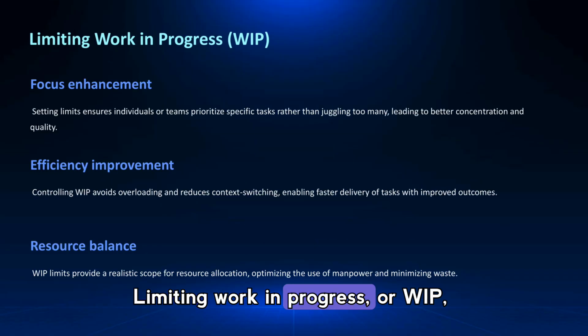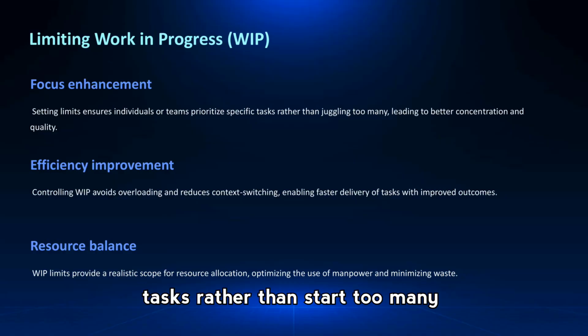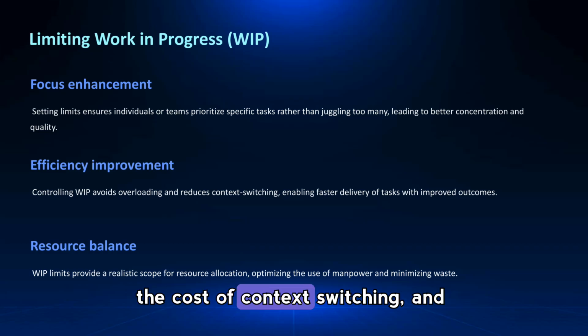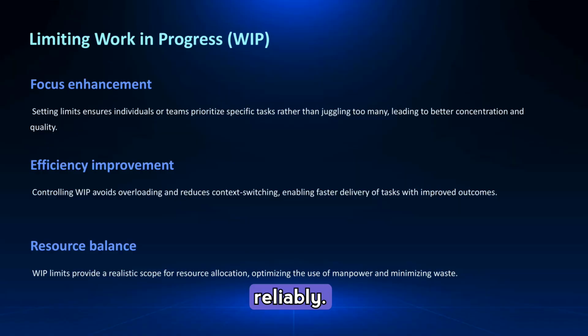Limiting work in progress, or WIP, forces teams to prioritize and finish tasks rather than start too many things at once. This improves concentration and quality, reduces the cost of context switching, and balances resource use, so teams avoid waste while delivering predictable, completed work more reliably.